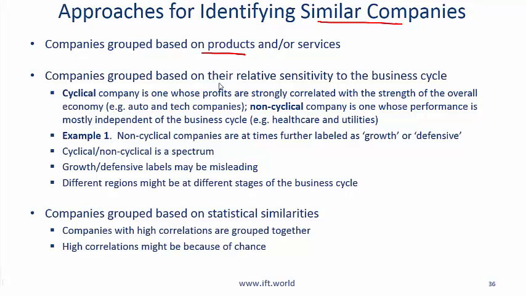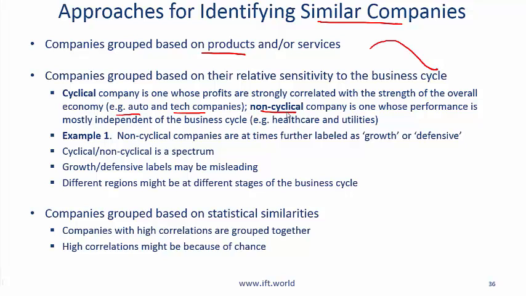Companies can also be grouped based on their relative sensitivity to the business cycle. So you will hear about a category called cyclicals. Cyclical companies are those whose profits are strongly correlated with the strength of the overall economy, such as auto companies and tech companies. The idea here is that when the economy does well, then these companies do well. When the economy goes down, then these companies don't do so well.